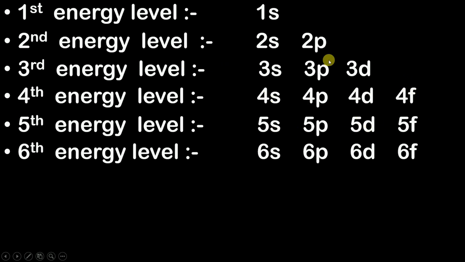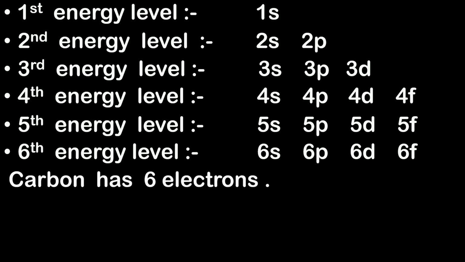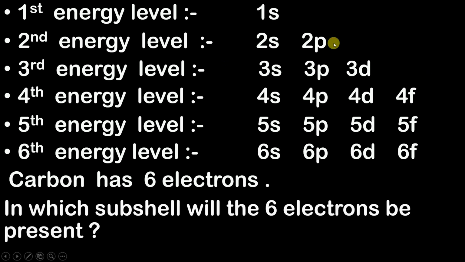Okay, so now why is there a need for the Aufbau principle? The problem comes here. As we all know, carbon has 6 electrons. Now the question is, in which subshell will these 6 electrons be present? 1s, 2s, 2p, 3s, 3p, 3d? In which subshell will these 6 electrons be present? That is the question in front of us. Therefore, there is a need for the Aufbau principle.